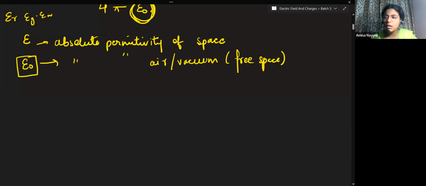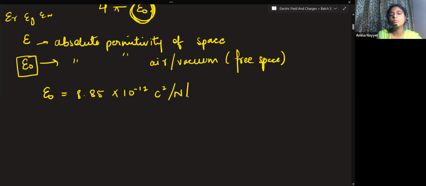There can be any value for epsilon, but you have to remember epsilon naught means absolute permittivity for air or vacuum, whose value is 8.85 into 10 to the power minus 12 Coulomb square per Newton per meter square. This is the value of absolute permittivity of free space. Free space means your air or vacuum.